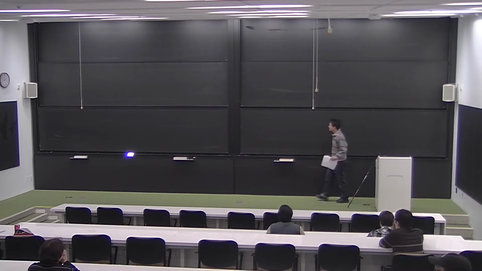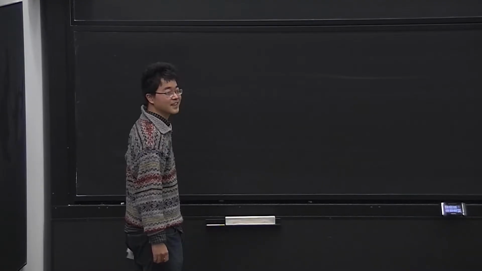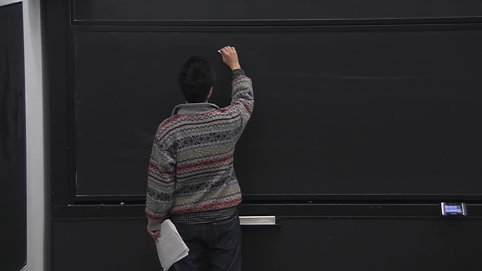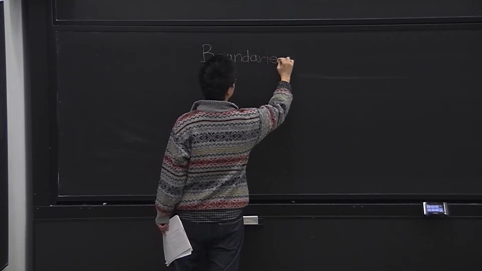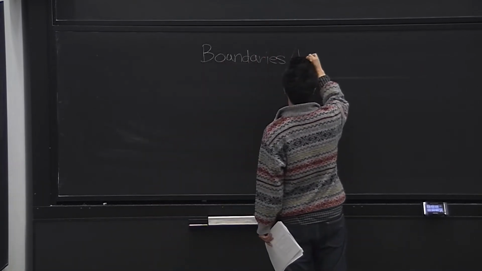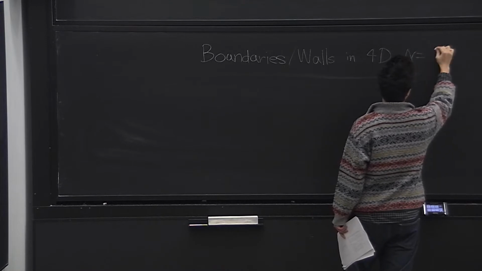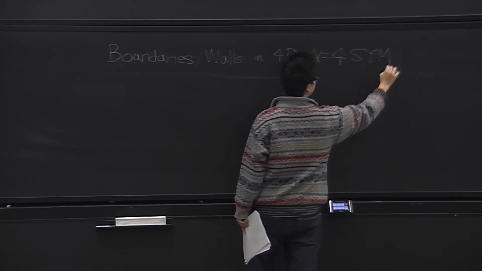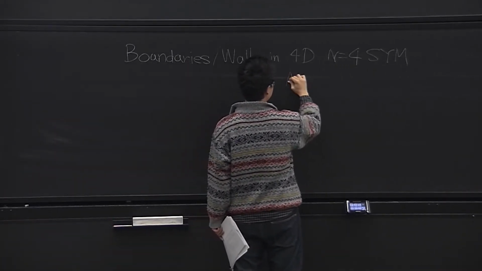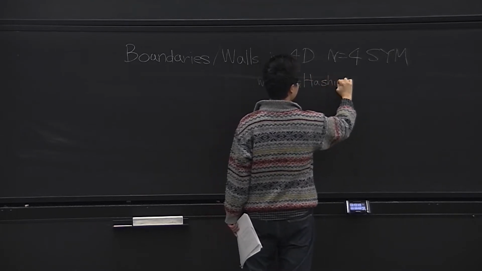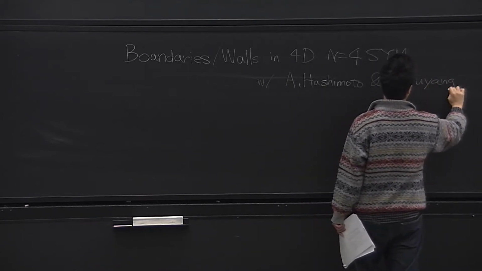So today I'm going to talk about some of the things I have been thinking about for the past couple of years, which is about boundaries and defects, which in this case are domain walls in 4D N=4 super Yang-Mills. This is work in progress with my excellent collaborators, Aki Hashimoto and Peter Oyan, which will hopefully come out soon.